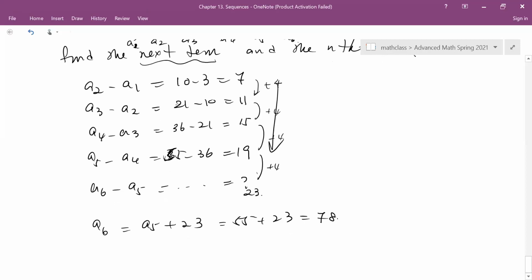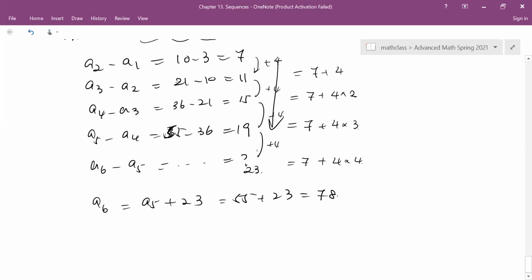Okay, are we able to find the general term? So here we do this. This is 7 plus 4. And this will be 7 plus 4 plus another 4, so 7 plus 4 times 2. This will be 7 plus 4 times 3. This will be 7 plus 4 times 4. Okay, and keep it going.